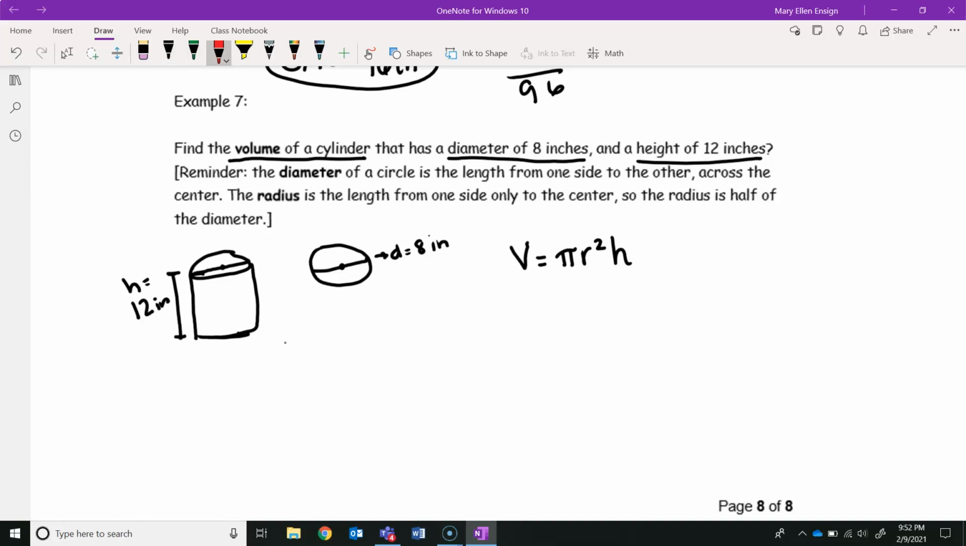Well, what we need to remember is that the diameter is all the way across. The radius is just halfway across. So if the diameter is 8, then the radius is going to be 4. Okay, and that's what I'm going to put in here. So now I get volume equals pi times 4 squared, right, radius squared, times the height, which is 12. So I get pi times 16 times 12.